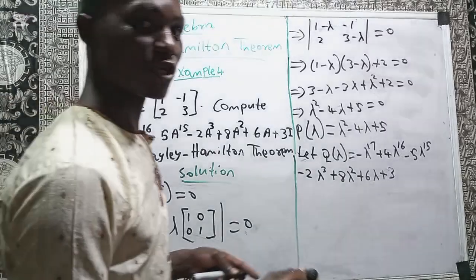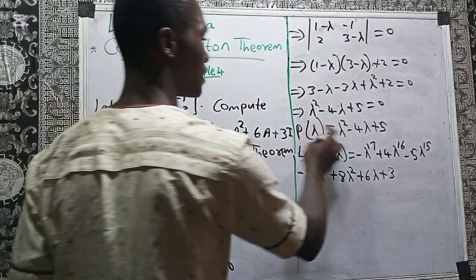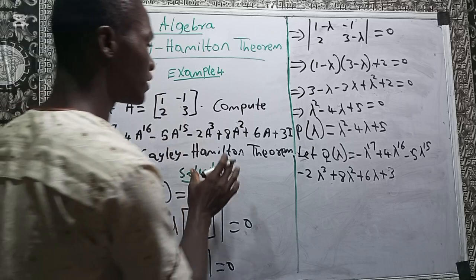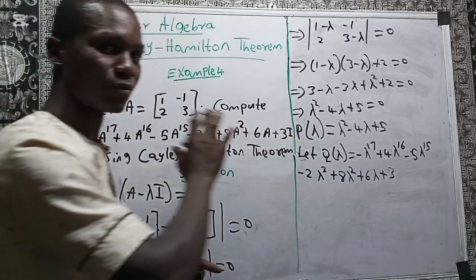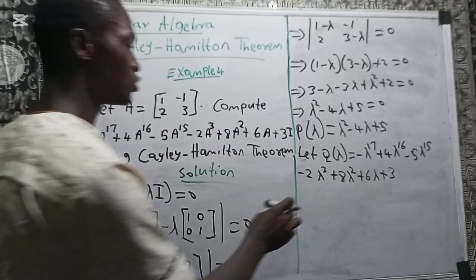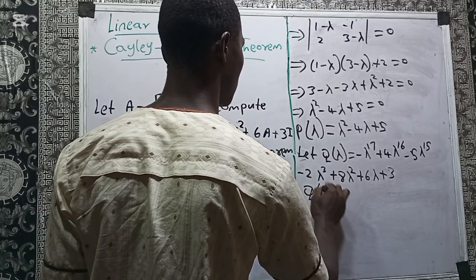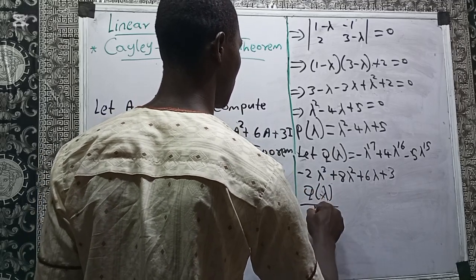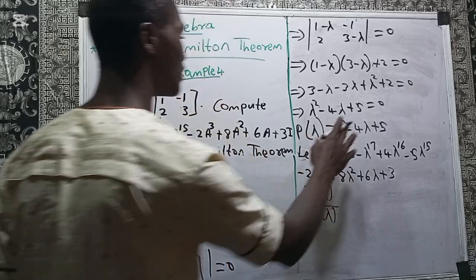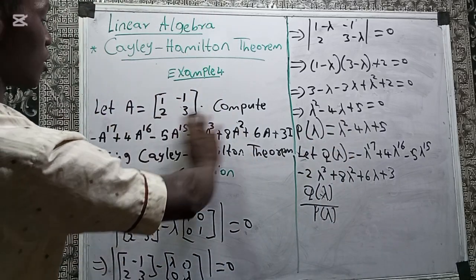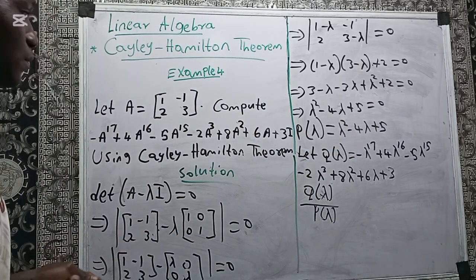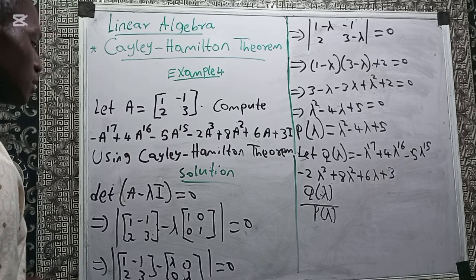So we are going to use knowledge of polynomial division. We are going to use the characteristic polynomial of this matrix to divide the polynomial of this expression in terms of lambda. So we are going to do Q of lambda divided by this P of lambda. So I'm using the characteristic polynomial of the matrix to divide the polynomial of this long expression here. So let's do the polynomial division.